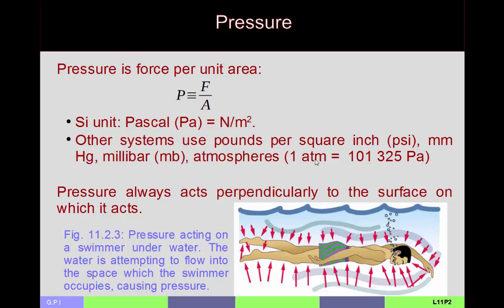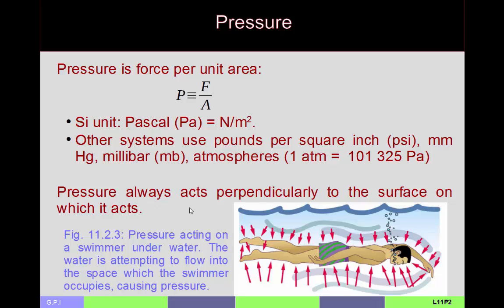Atmospheres is a useful way of measuring pressure because that is the standard pressure of the air around us at standard temperature at sea level. There's also the millibar, there's also the torr, and a number of others.